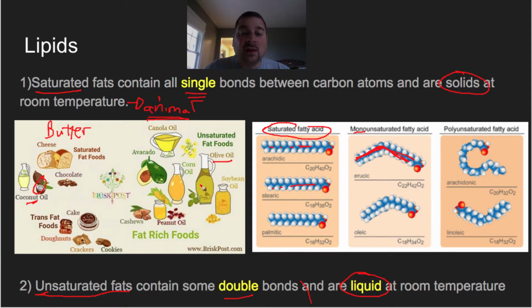EVOO, olive oil, corn oil, avocado, peanut oil, soybean oil, veggie oil. Okay, those oils are all liquids. You also have polyunsaturated fats that have a lot of double bonds in them, and they can really bend back and forth, so you start to get all these bends here from all those double bonds. These are much healthier for you than the saturated fats over here.